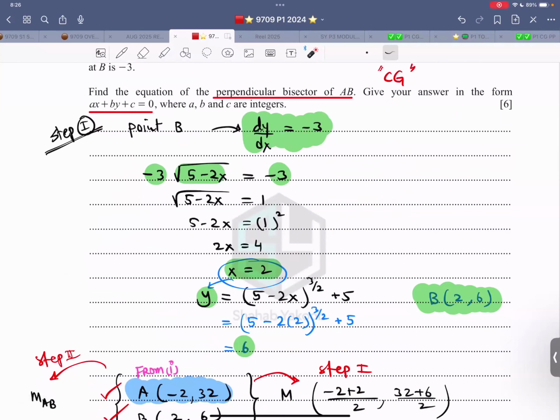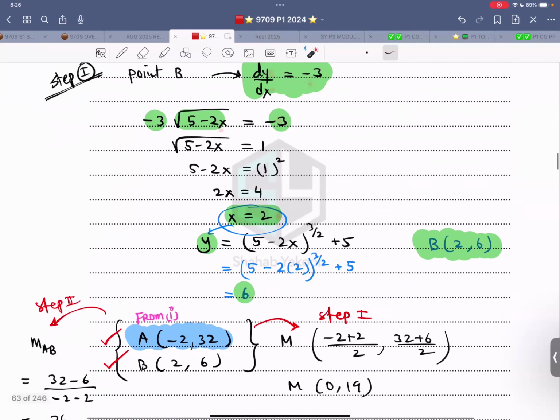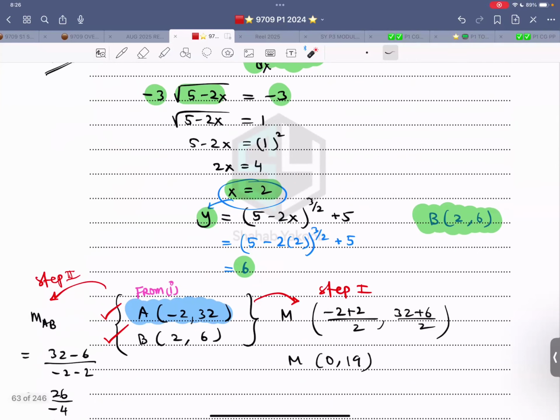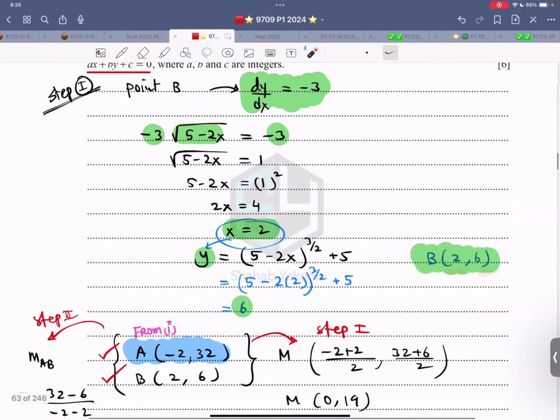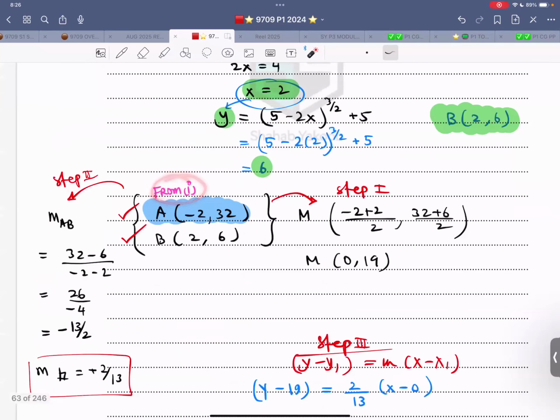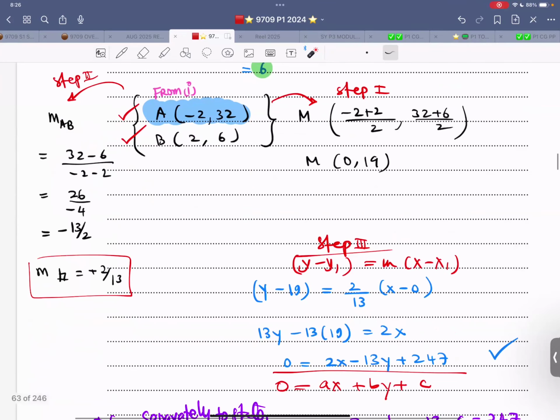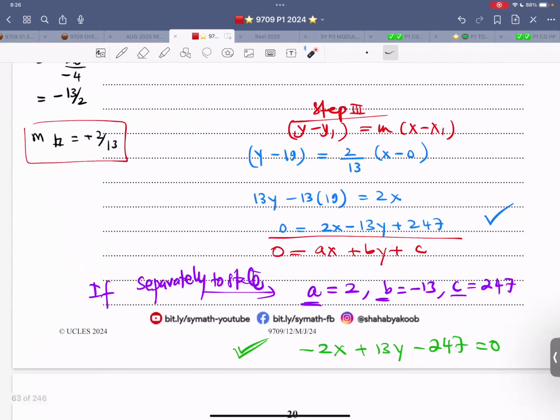That was missing. So dy by dx is this, equate, you get x is equal to 2, you find the corresponding y coordinate. So this is 2, this is 6, and A was given from part 1, which is minus 2 and 32. Then you find the gradient of AB. You find the gradient of the perpendicular bisector. This is the negative reciprocal. You find the midpoint, and then you find the equation of a line, and then you write it in the proper format.